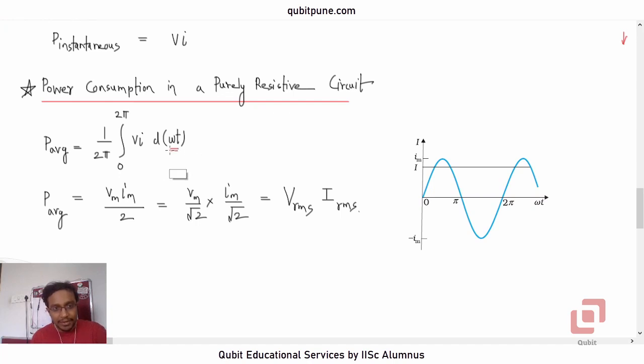The variable of integration is this omega t, and the average power that you are going to spend over this interval is the total power spent in that interval. This is instantaneous power, so integration will give us the total power, and then because it is average, you must divide it by the length of the interval.